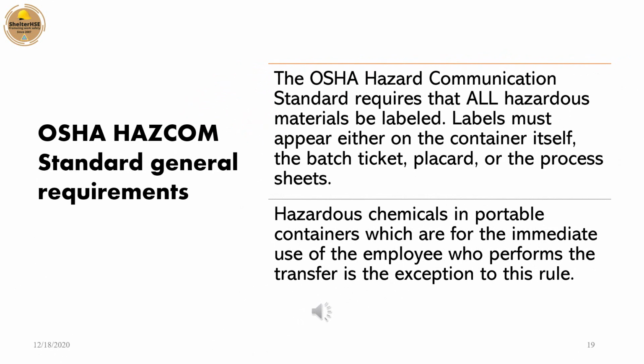The OSHA Hazard Communication Standard requires that all hazardous materials be labeled. Labels must appear either on the container itself, the batch ticket, placard, or the process sheets. Hazardous chemicals in portable containers which are for the immediate use of the employee who performs the transfer are the exception to this rule.